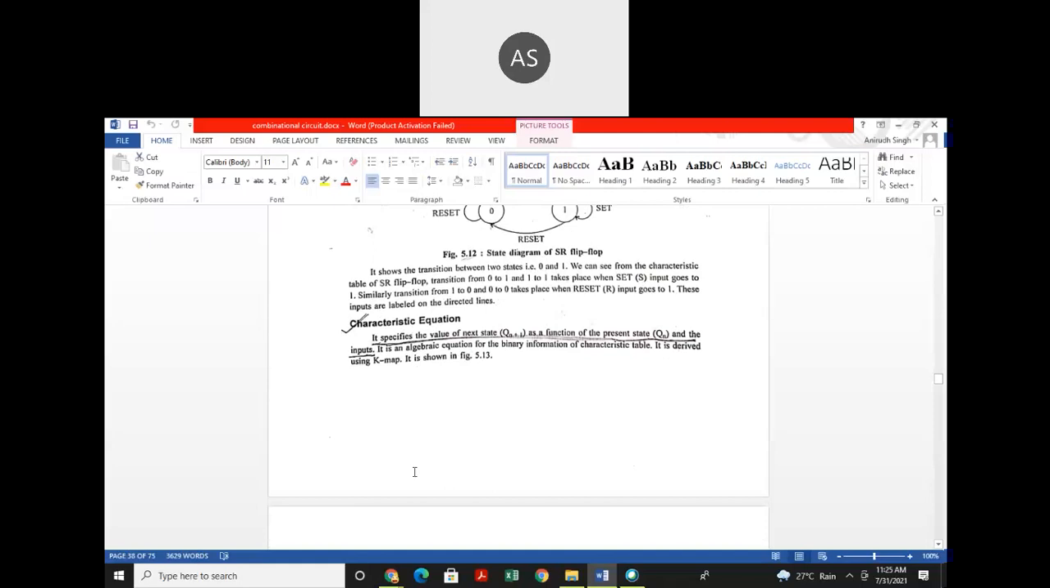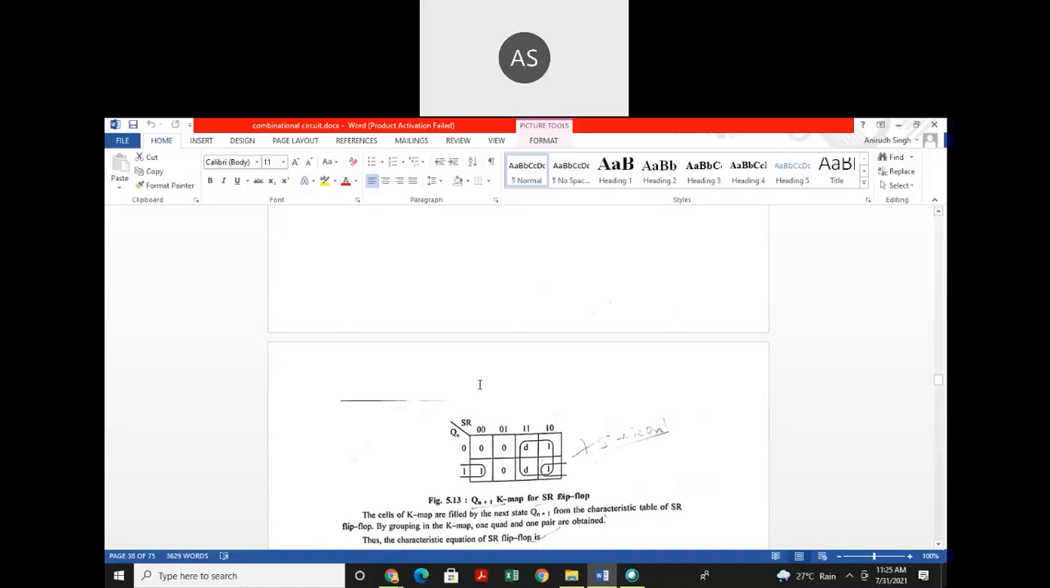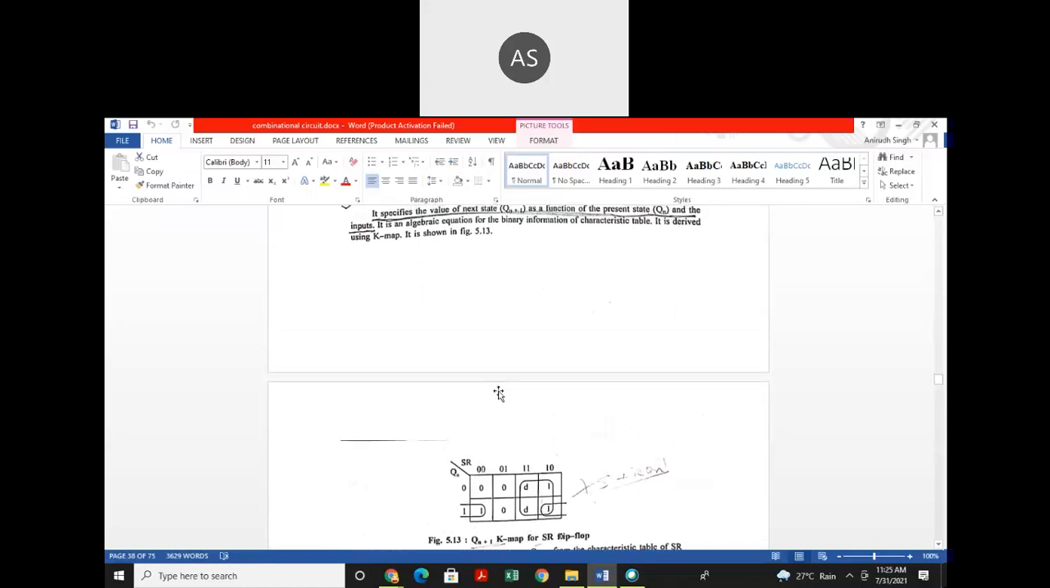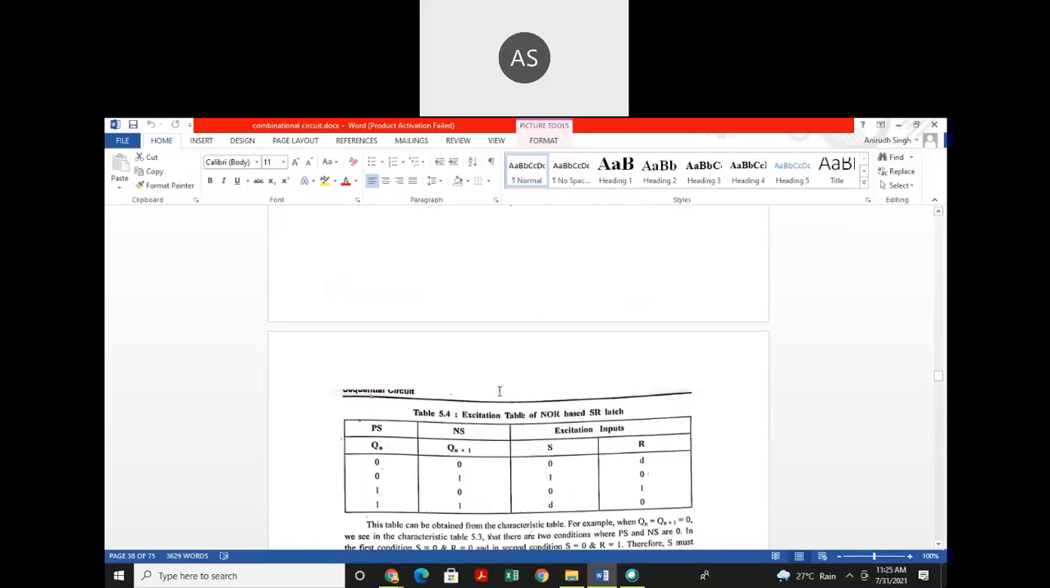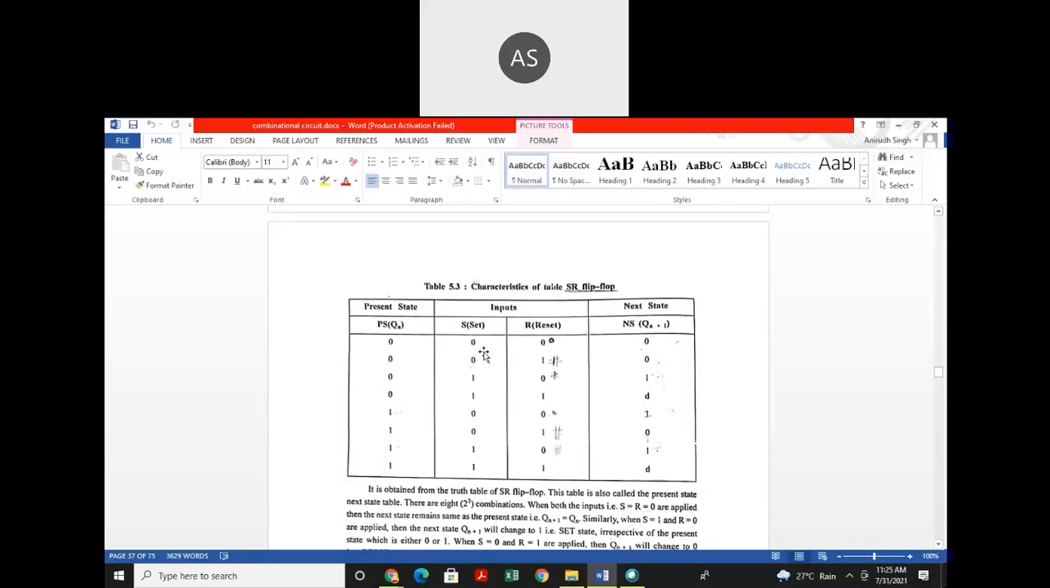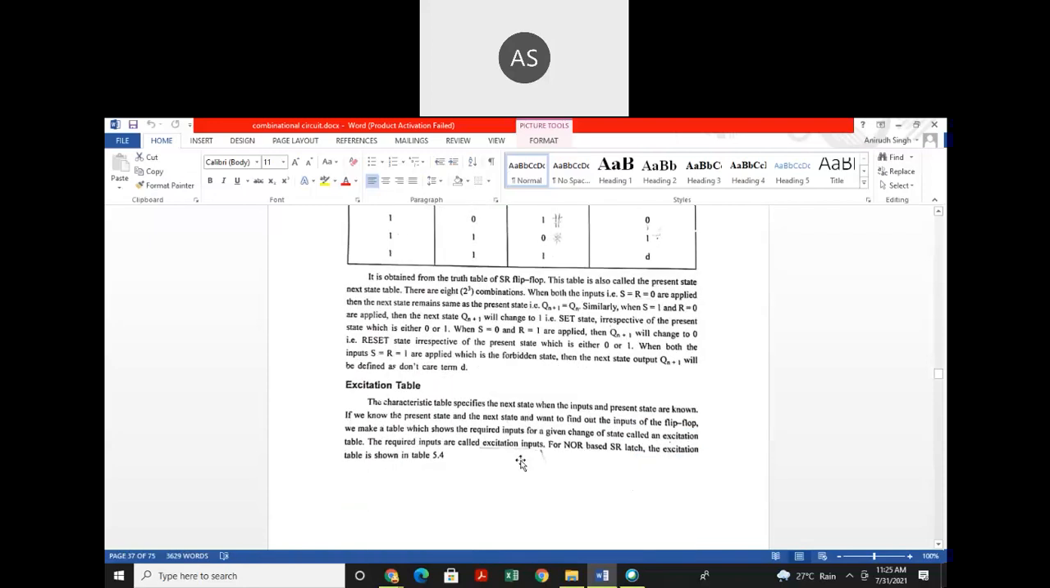Then the characteristic equation. The characteristic equation is simply the relationship between next state, present state and input. We can find this relationship simply by drawing a K map for the characteristic table for this, with RS and present state.